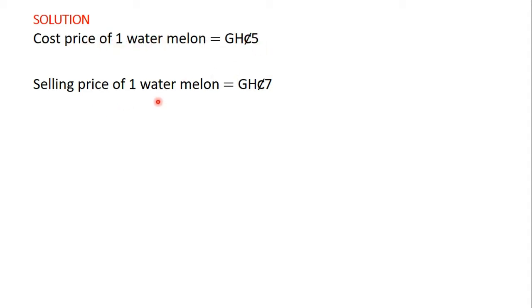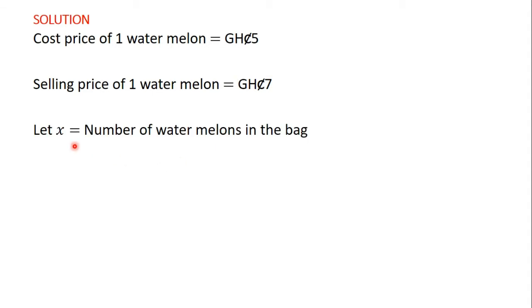So we know that the cost price of one watermelon is 5 Ghana cedis. The selling price of one watermelon is 7 Ghana cedis. We want to find the number of watermelons in the bag, so we will represent that with a variable. So we will let x equal the number of watermelons in the bag. Now let's look at something here.